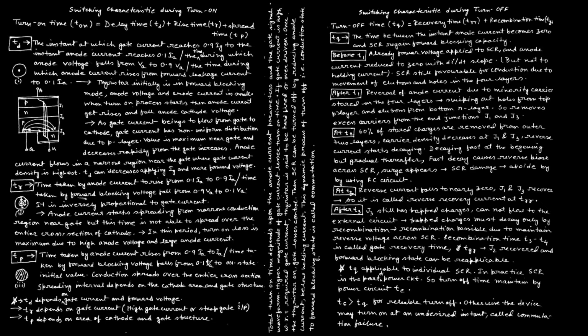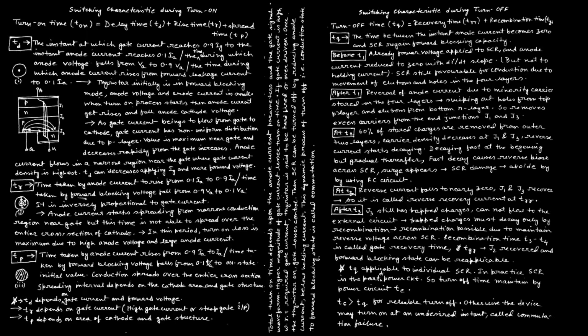So total on time depends upon the anode current parameters and the gate signal waveform. The higher the magnitude of the gate current, the lesser the turn on time. If the gate current is high with respect to the required gate current, the thyristor is said to be hard fired or overdriven. Once the thyristor is on, the gate loses control. Then the SCR can be turned off by reducing the anode current below the holding current. The dynamic process of turn off, that is, conduction state to forward blocking state, is called the commutation technique.